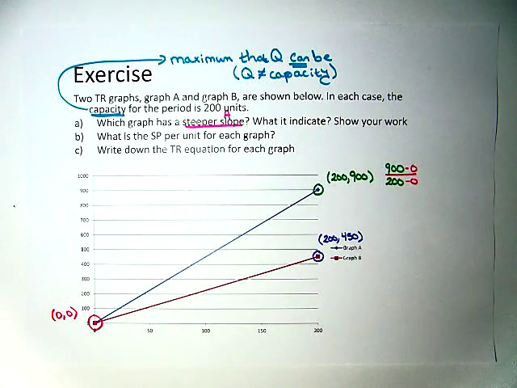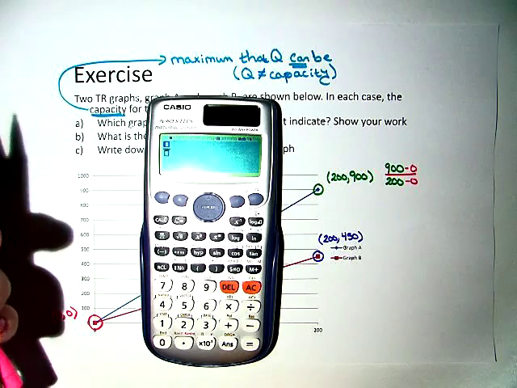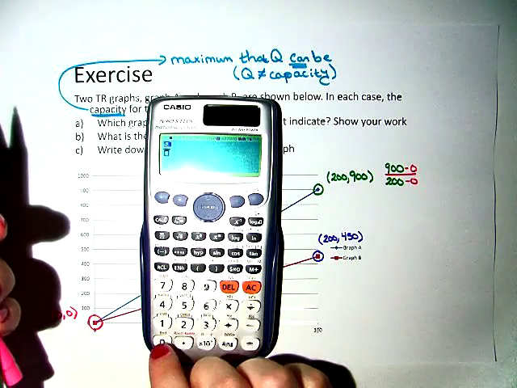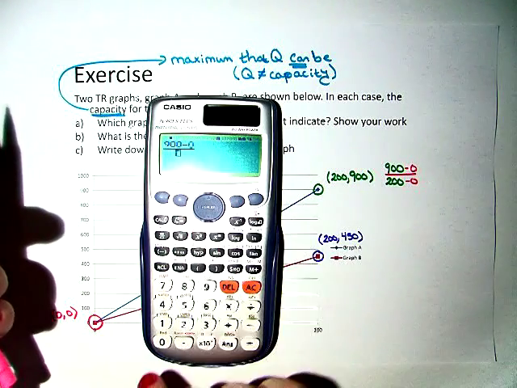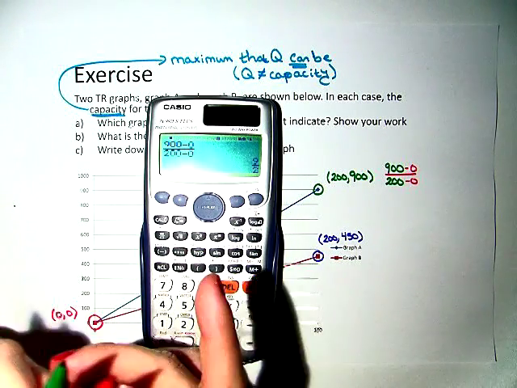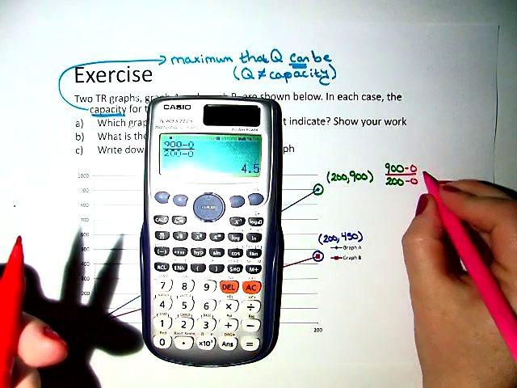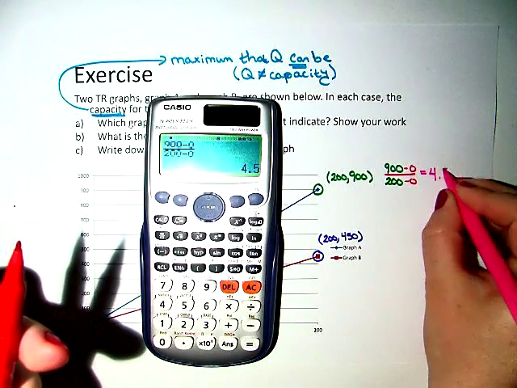Okay, so we'll get out our calculator. And I'm going to actually go ahead and put in the full equation so you can kind of get used to seeing it. 900 minus 0 over 200 minus 0, which we just know is 900 over 200, or 9 over 2. We hit the SD button, and that gives us a slope here of 4.5.